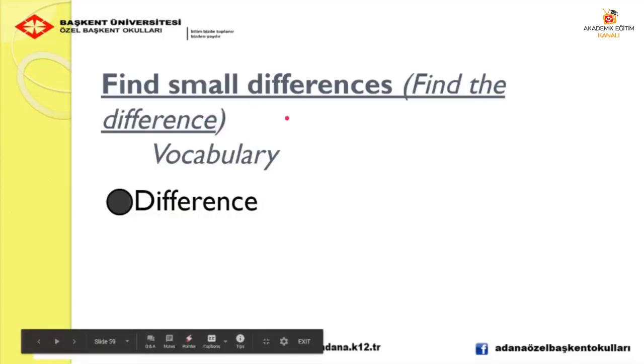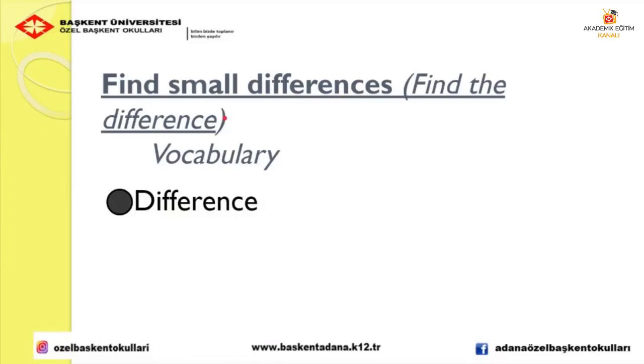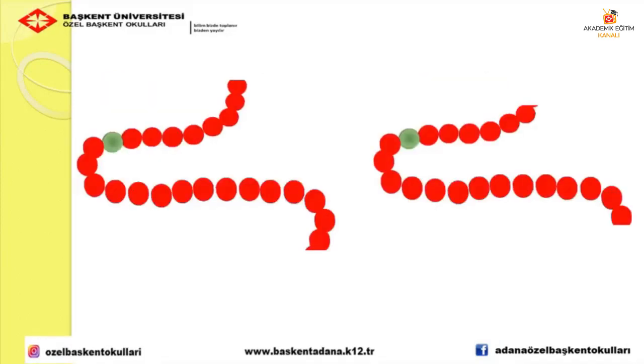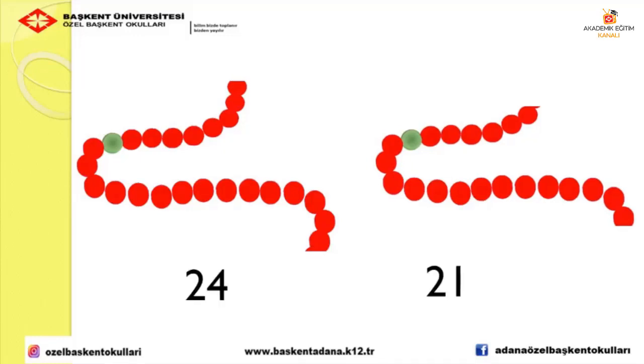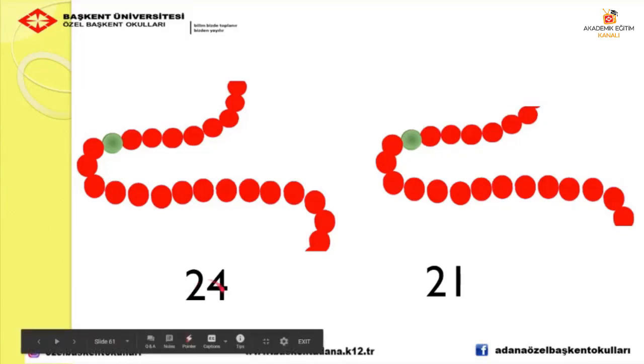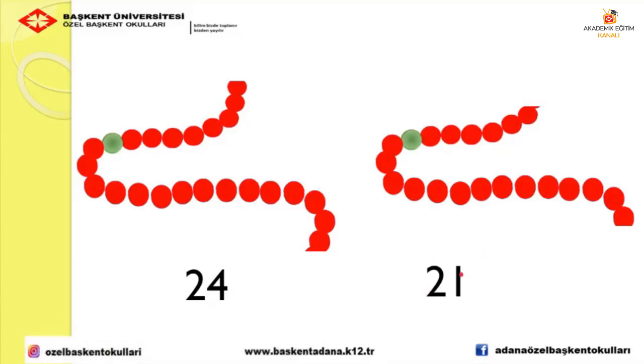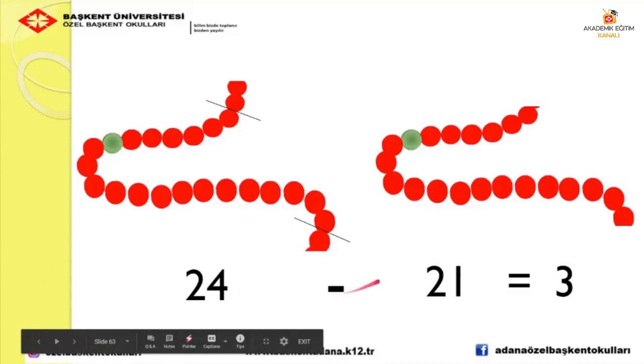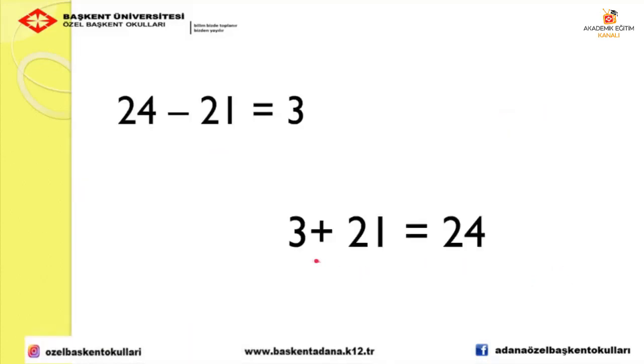Find small differences. In this topic, the word you need to remember is difference. Look at these two bead strings. Are they different? Are they the same? You're right, they are different. In this one, there are 24 beads, whereas in this one, there are only 21. They have a very small difference. Only 3 beads. 24 take away 21 equals 3. I know this is right because 3 plus 21 equals 24.